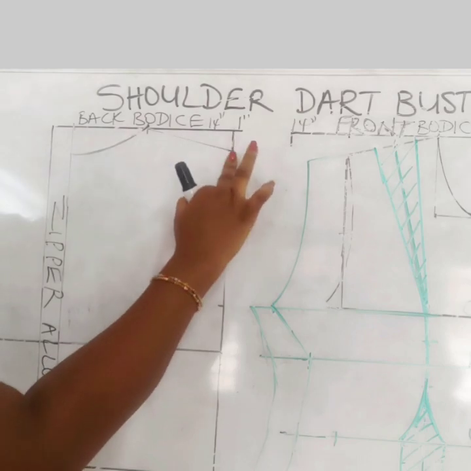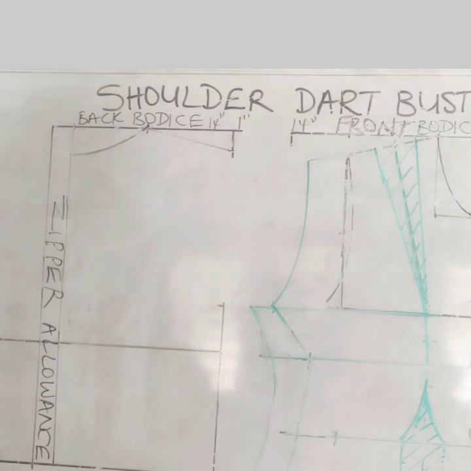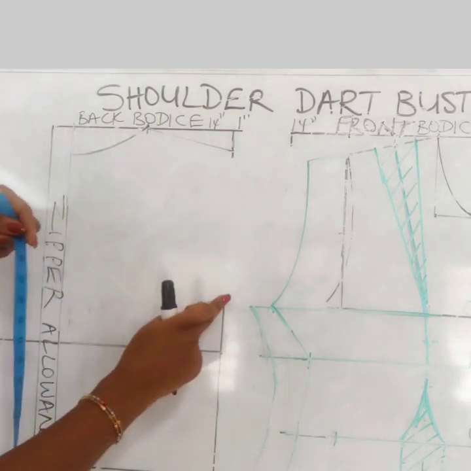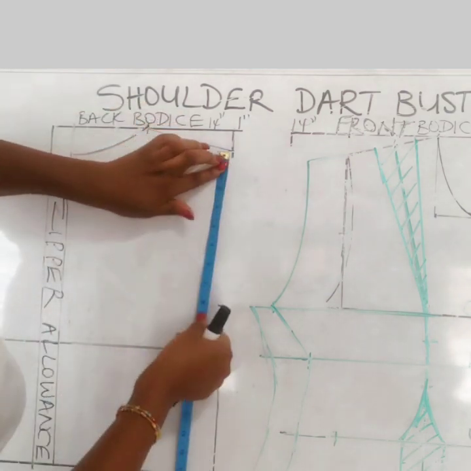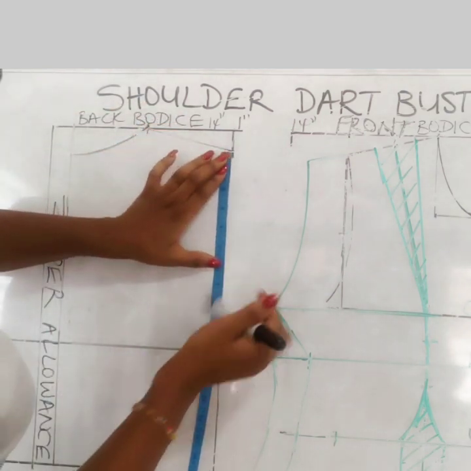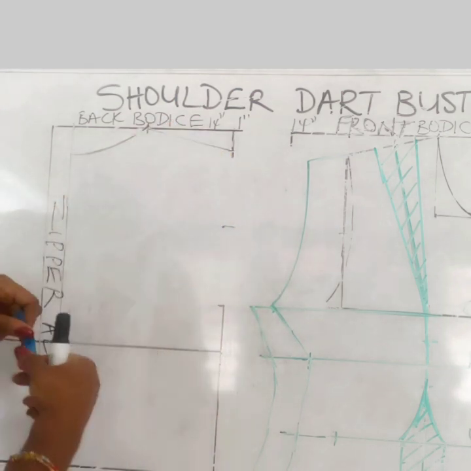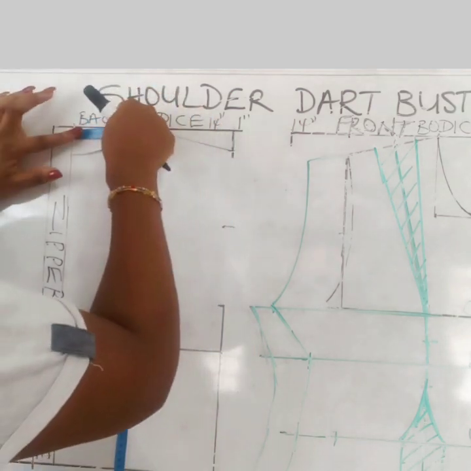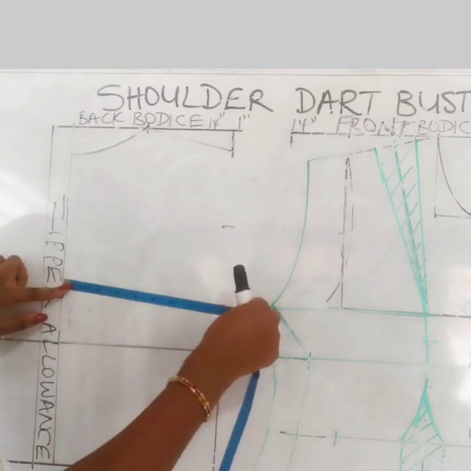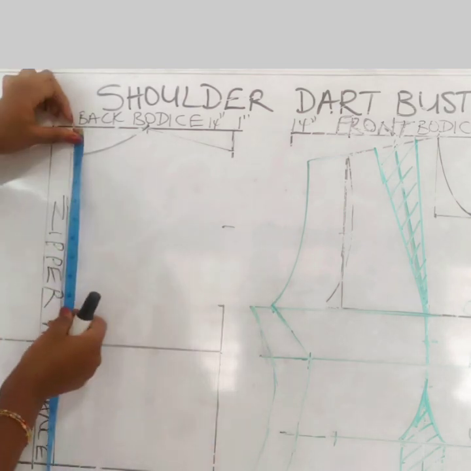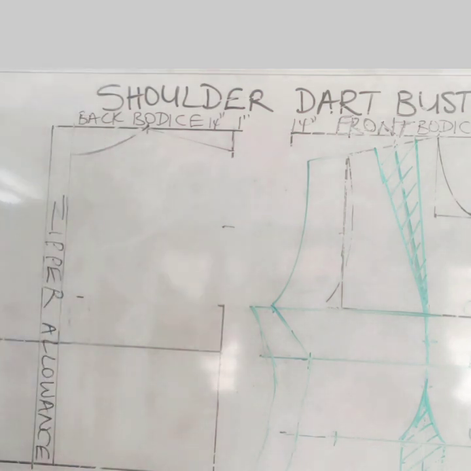So I'll mark my armhole depth here, which is 8 inches. The armhole depth is 8 inches, and then I get the midpoint of that. So I also mark this 8.5. I also connect it here. You see, 8.5, and then the 9 inches. I'll mark it here so that I can have a straight line.